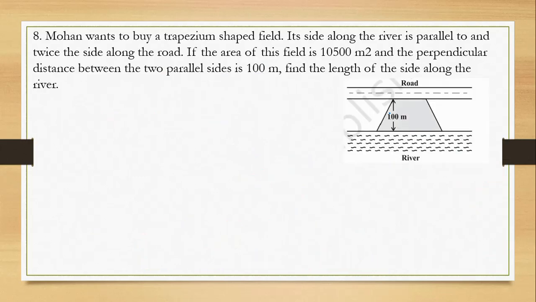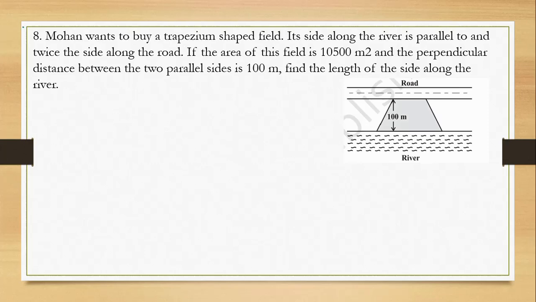Next we move on to the next question, and this question is based on the trapezium. In this question they are given that Mohan wants to buy a trapezium shaped field. Its side along the river is parallel to and twice the side along the road. If the area of the field is 10,500 meters square and the perpendicular distance between the two parallel sides is 100 meters, find the side along the river.